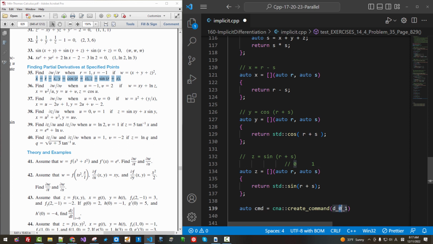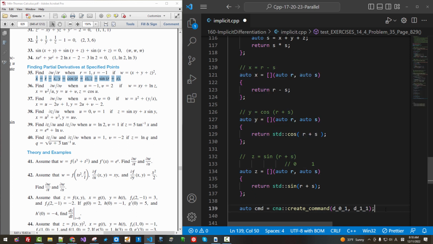0 represents differentiate with respect to R once. Now D1, 1 means differentiate with respect to S once. First order partial derivative for R, first order partial derivative for S. 1 and 1 represent first order. 0 represents the first variable, the independent or parameterized variable R. This one represents variable S.